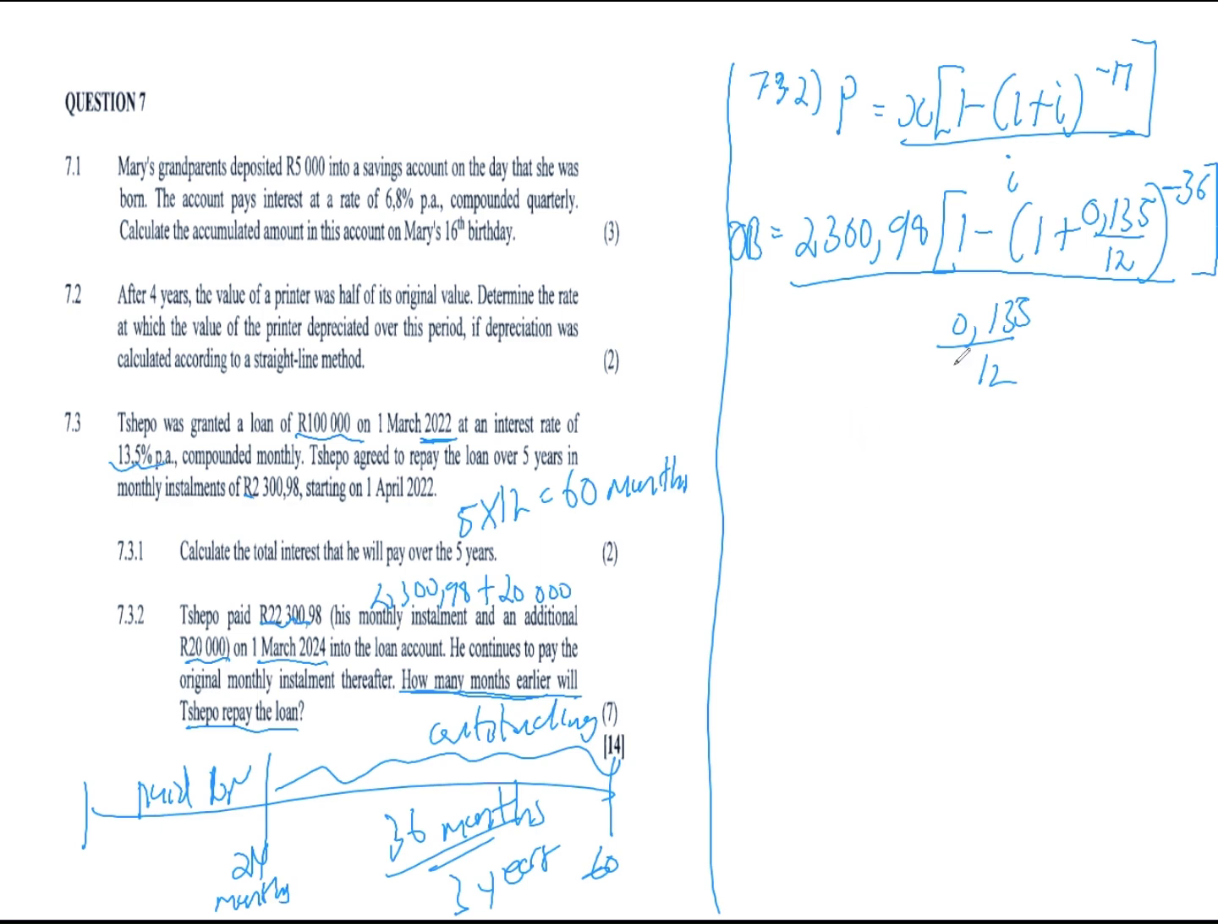right? So we are still assuming that if he did not pay the 20,000, then how much would be left, right? If he did not pay the 20,000, how much would be left? So the outstanding balance is this. The outstanding balance after 2 years of full payments is 67,000.